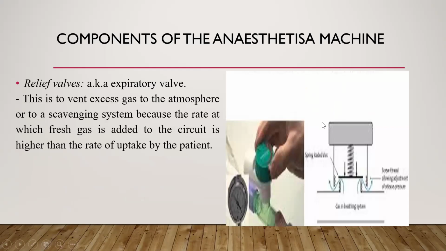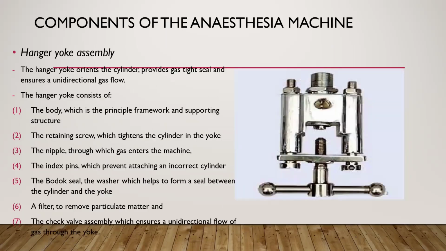Then we have the relief valve, or the APL. This is to vent excess gas to the atmosphere or the scavenging system, because the rate that fresh gas is being added to the circuit is higher than the rate that is being taken up. This is just a schematic diagram of how the APL or the relief valve works. A lot of times when you are doing controlled ventilation, your APL valve should be in the closed position. For a patient who is spontaneously breathing, the APL should be open. But when you are doing assisted ventilation, you can leave it in the middle.